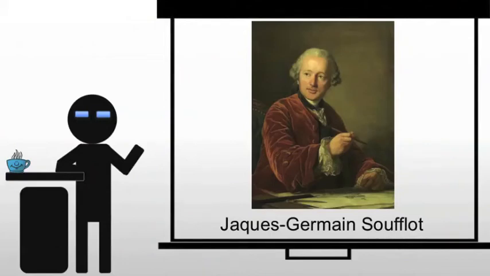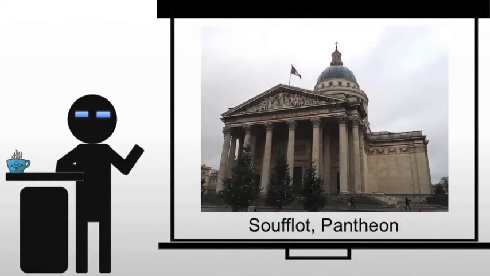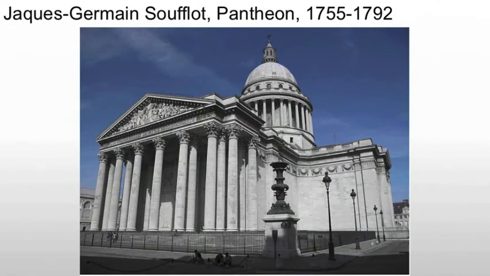Soufflot is a French architect working in the neoclassical style, and he's going to create the Pantheon in Paris, which starts life as a church and is currently a church, despite the name, which is fairly interesting, but we'll get to that. So what we see is what appears to be a Roman temple transcribed into the streets of Paris.